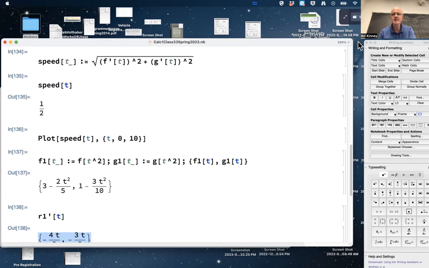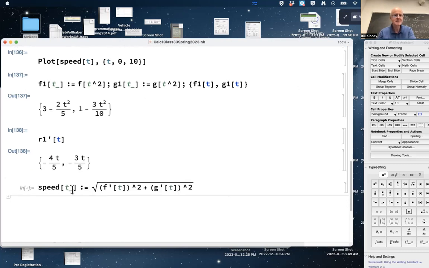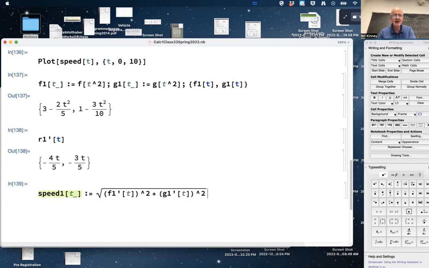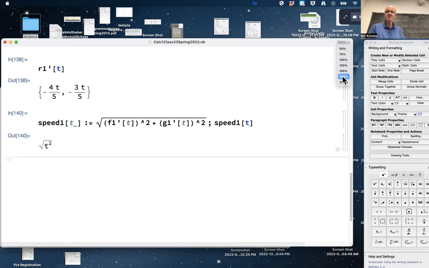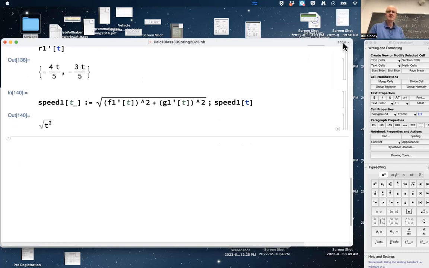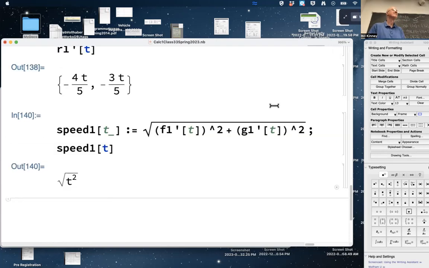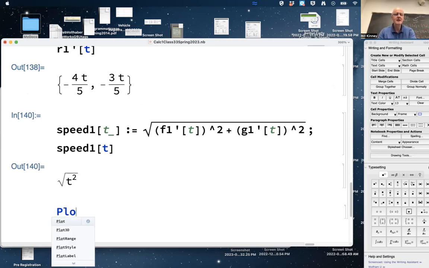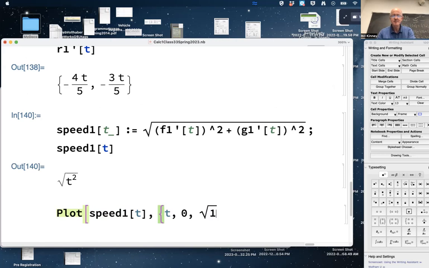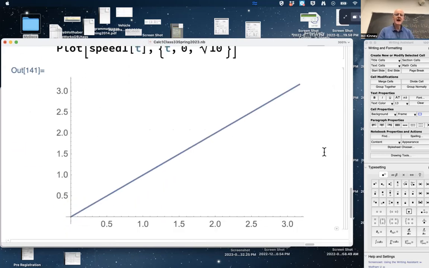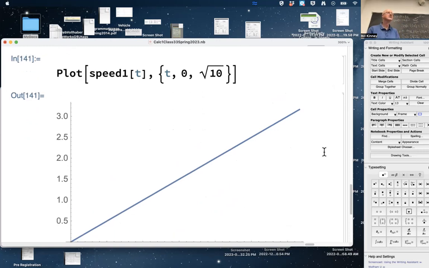What's speed 1 of t? It's this, same formula. Is that a constant function? No, it's square root of t squared. What's square root of t squared? T, when t is positive at least, in general it's the absolute value of t. If you plot speed 1, t goes from 0 to square root of 10, you get a line with a slope of 1.